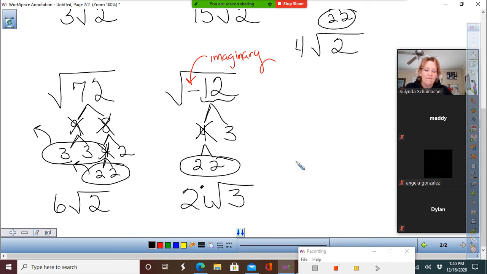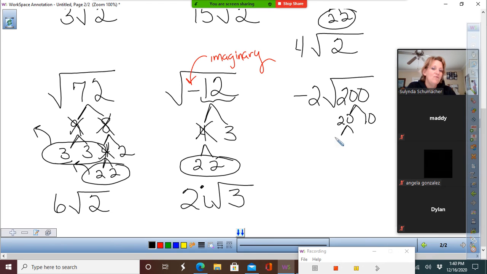All right, let's try one like this. Negative 2 square root 200. All right, so 200, we can do a lot of different things with 200. You can go 20 times 10, and 20 can break down into 2 times 10, cross that out. You'll notice we have a set of 10. We can actually stop right here instead of breaking them down if we wanted to. If you decided to, we have a group of 10s that get to come out.